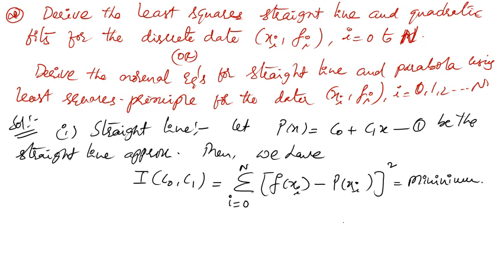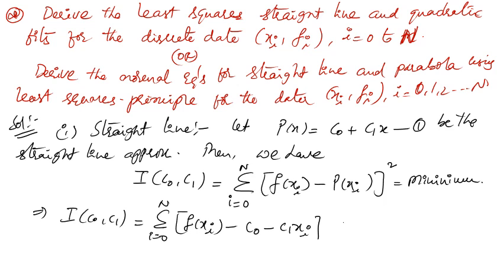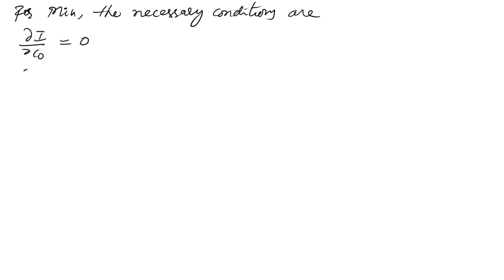W of x value is 1 here. So this implies I of c0, c1 is equal to the sum over i equal to 0 to n of, I don't know what the function is, so f of xi as usual minus c0 minus c1 xi, whole square. Then for minimum, the necessary conditions are: the first one, dou I by dou c0 equal to 0. Second one, dou I by dou c1 equal to 0.